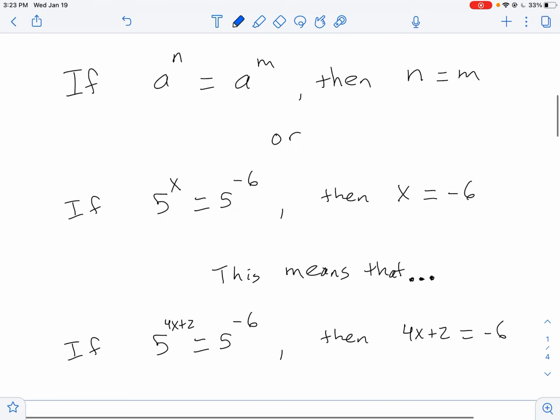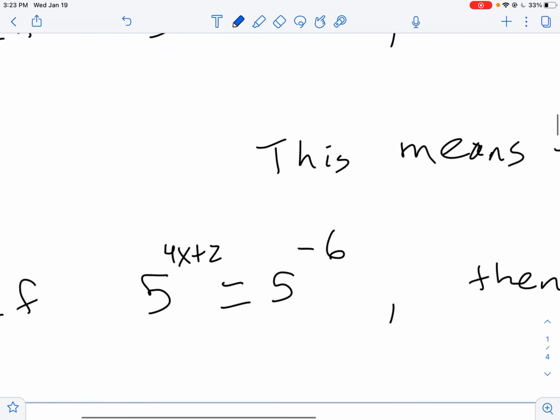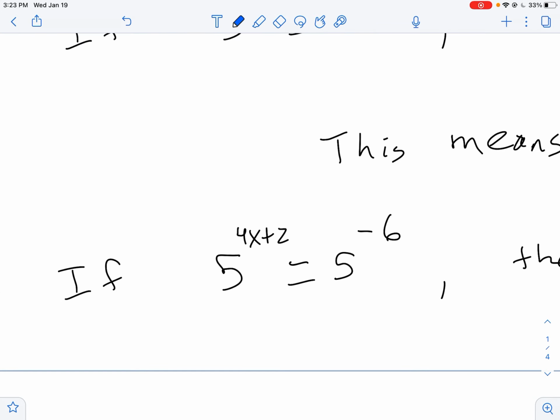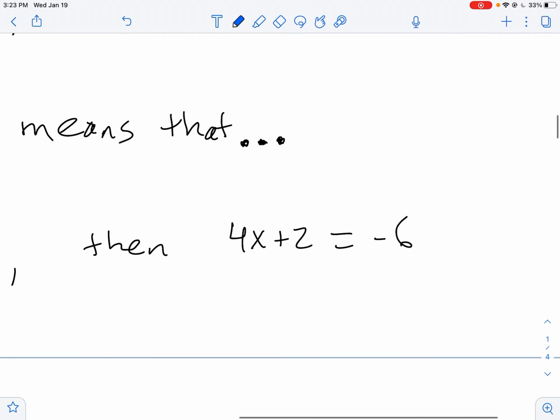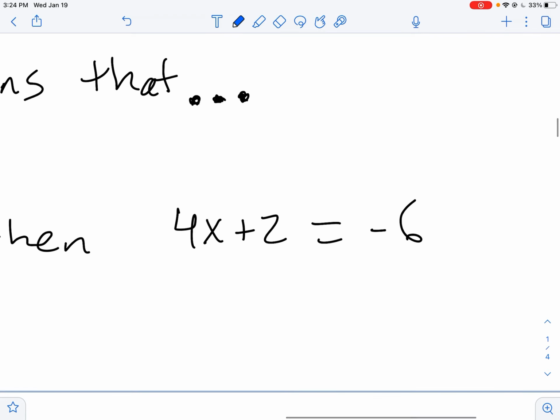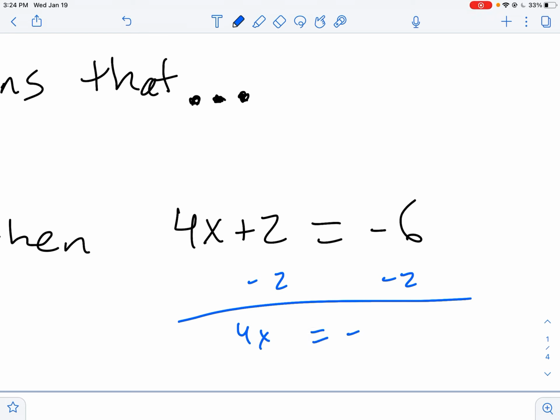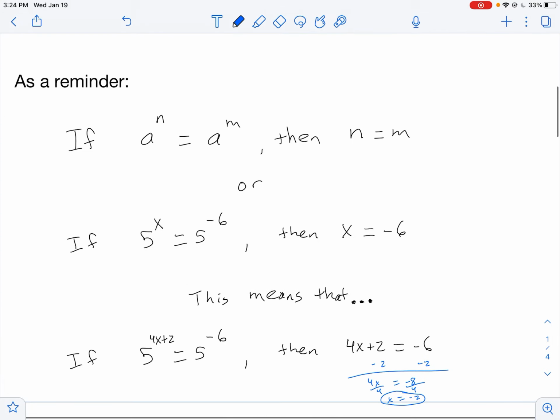Well, the same is true even if you have more complicated things. Let's say we have 5 to the 4x plus 2 power equaling 5 to the negative 6. You can still just drop the bases and set the exponents equal, which you can then solve. So we got 4x plus 2 equals negative 6. You just subtract 2, and you got 4x is negative 8, and you can divide by 4, and you got x is negative 2. Hooray, we finished it, we solved it. Yay us.